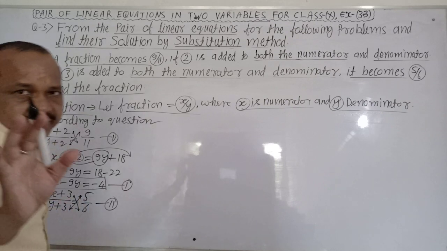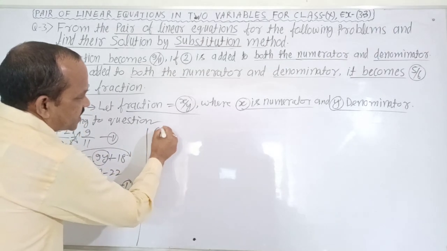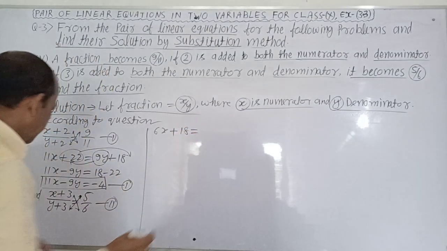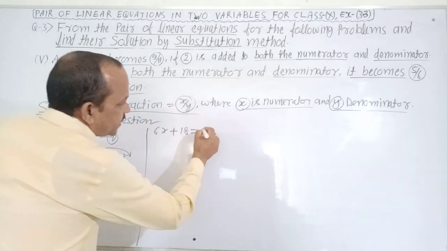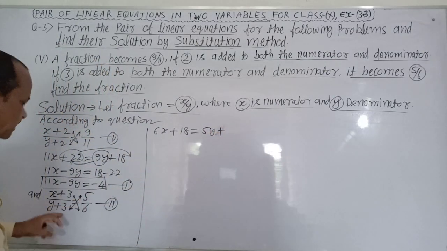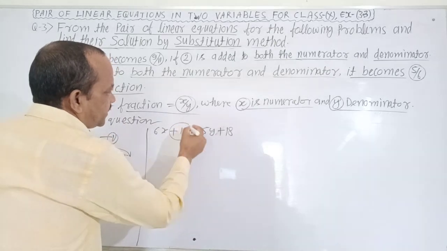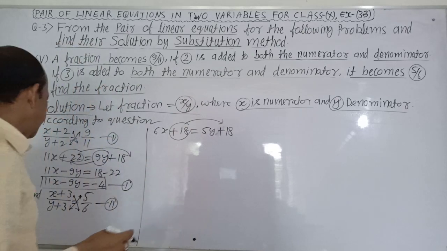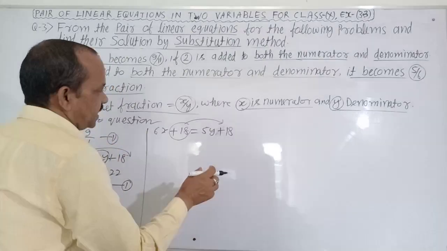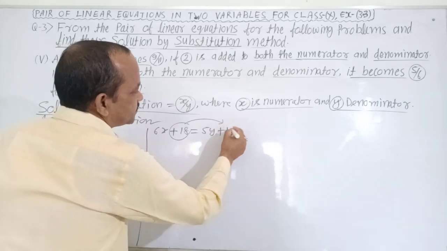Cross multiply. Clear? It becomes 6 multiply x, 6x, and 6 multiply 3, it becomes 18, equal to 5 multiply y, it becomes 5y, plus 5 multiply 3, it becomes 15. Here plus 18, you write it on the right side of equal. 5 multiply 3, it becomes 15. Clear?